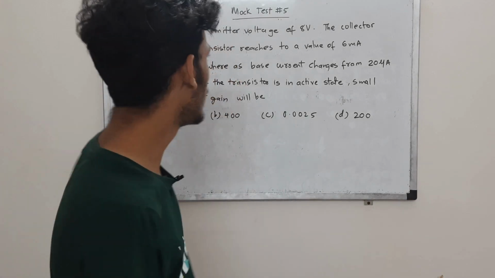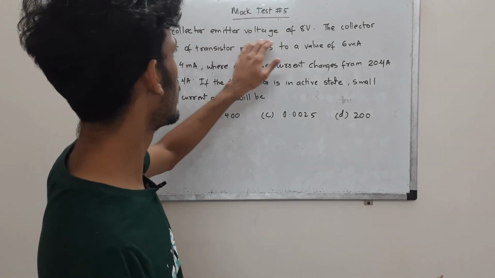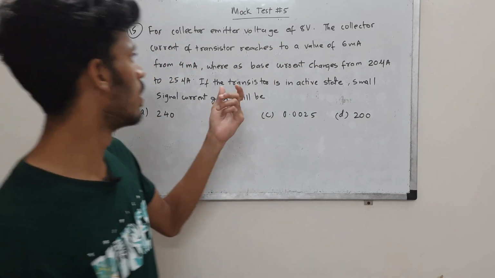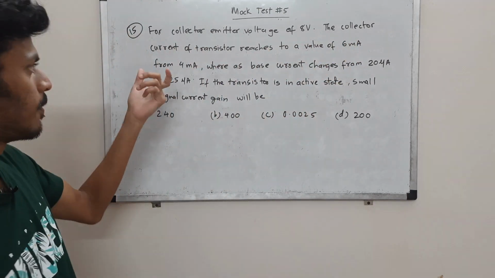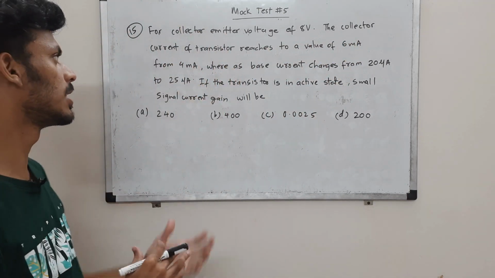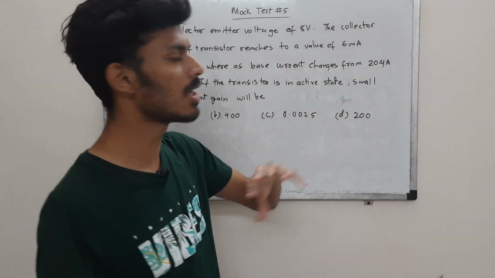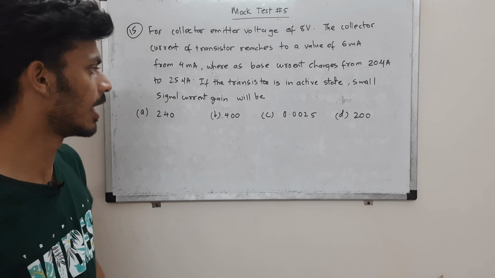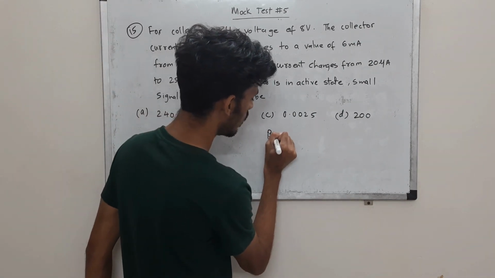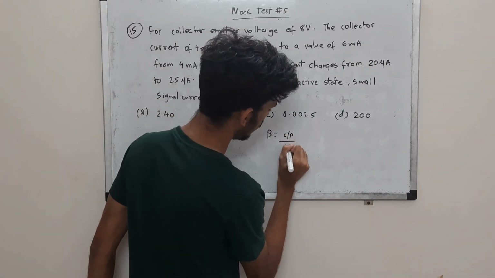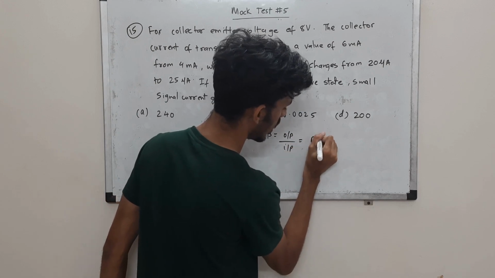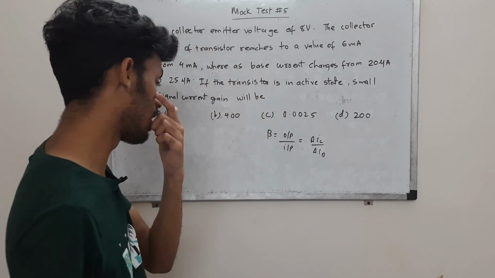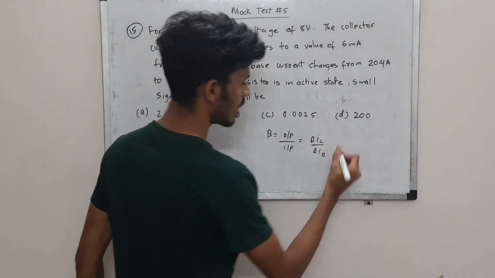Question number 15 over here. In this question, we are given the collector emitter voltage, and we are told that the collector current changes from 4 milliamps to 6 milliamps, and the base current also changes from 20 to 25 microamps. You are supposed to tell what is the current gain. Now the current gain is simply the change in output current to input current, right? So basically the output current is IC and the input current will be IB. Collector current is output, base current is input.